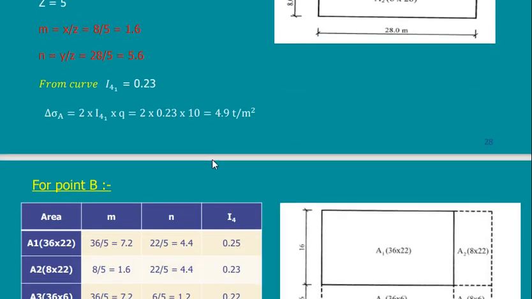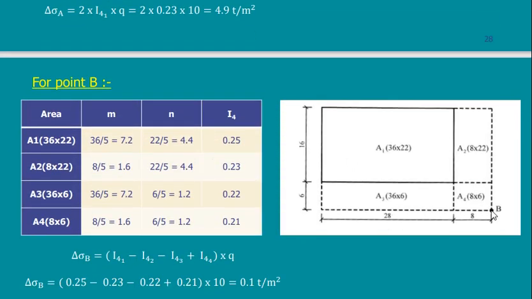The other case, I need at this point. In this case, I will have to do this matrix. I will have 4 areas. A1 is 36 by 22. 36 is the total of this, 22 is the total. So area 1 is the total area. Area 2 and area 3 are this area and this area. Area 4 is the part that was repeated twice.